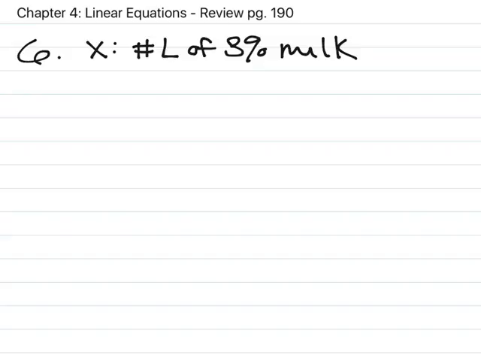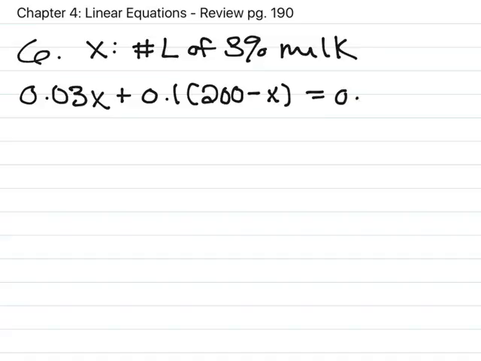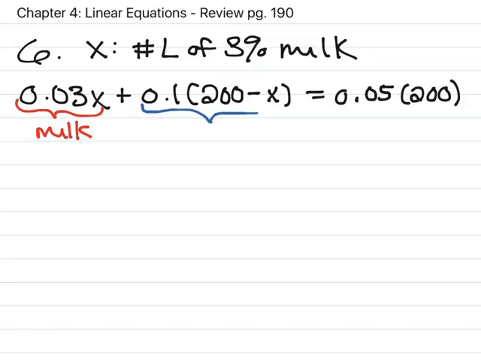So then they give us an equation and they're asking us to find the volume of cream and milk used in the mixture. So our equation that they've given us is 0.03x plus 0.1 times (200 minus x) equals 0.05 times 200. In this equation, we know that this is representing the milk containing 3% butterfat. So this is the milk. And this portion is the cream containing 10% butterfat to make 200 liters of reduced fat cream.